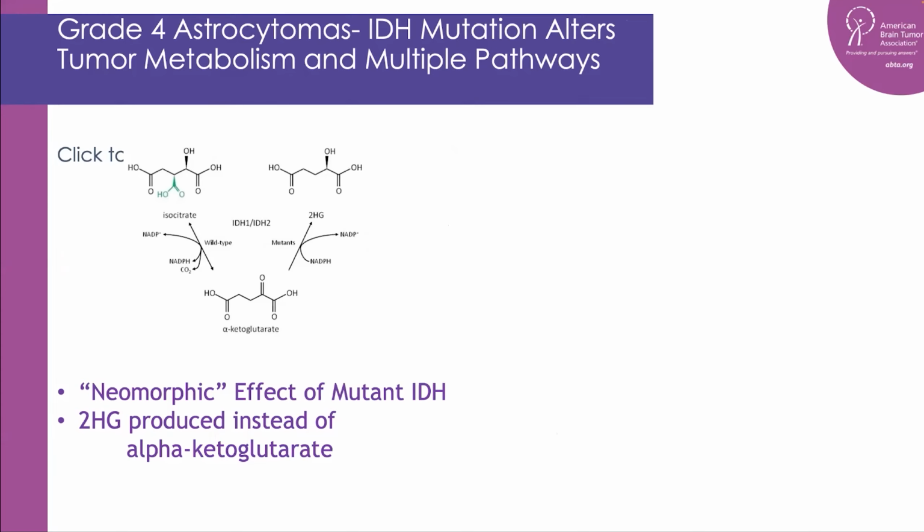So in grade 4 astrocytomas, the dominant mutation is the IDH mutation. This IDH mutation is what we call a neomorphic mutation. IDH is an enzyme. It takes certain inputs, acts on them, and has a normal output from the enzyme, which is this compound called alpha-ketoglutarate. When it's mutated, instead what it produces is this compound called 2-HG, which has a number of effects. And this is what we're trying to target with drugs.